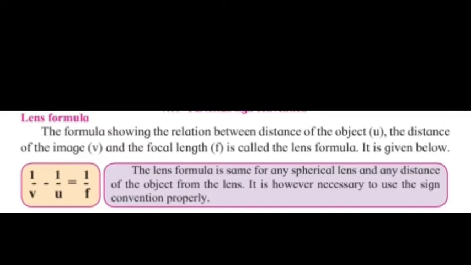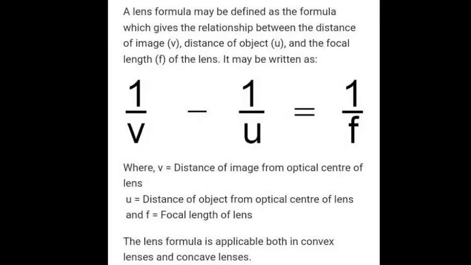The formula showing the relation between the distance of the object u, the distance of the image v, and the focal length f is called the lens formula. The formula given below is 1 upon v minus 1 upon u is equal to 1 upon f. In this, v is the image distance, u is the object distance, and f is the focal length. Note down these things in your classwork notebook.